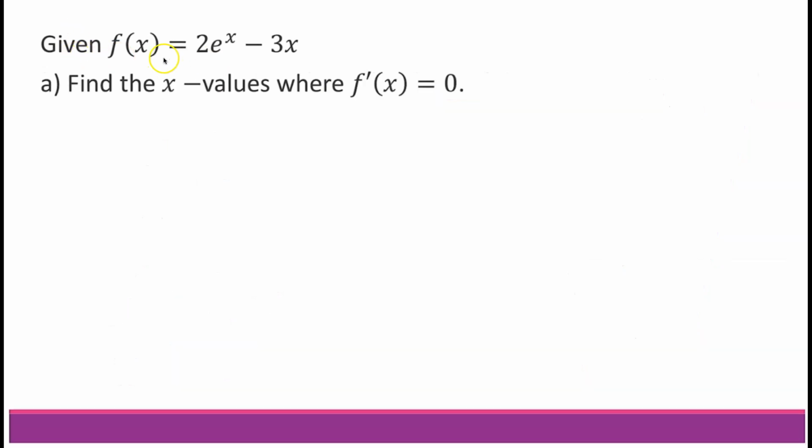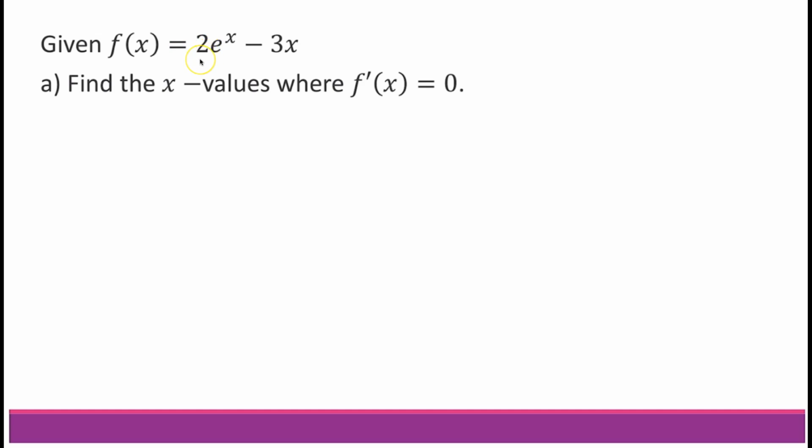In this example, we're given the function f of x equals 2e to the x minus 3x. And in part A, we want to find the x values where f prime of x equals 0. So here, we're just flat out told to set the derivative equal to 0, instead of being asked to find the x values where the tangent line is horizontal. But same idea. So let's find the derivative.